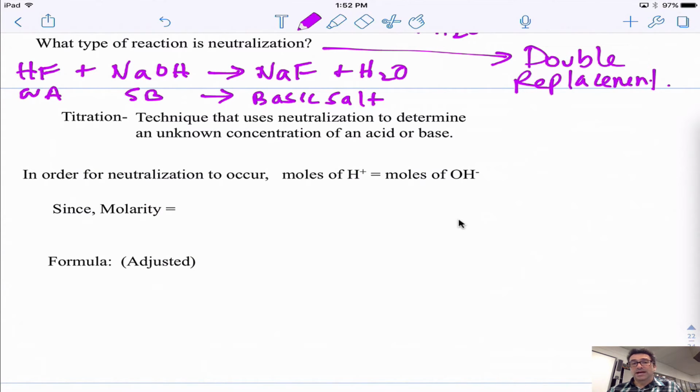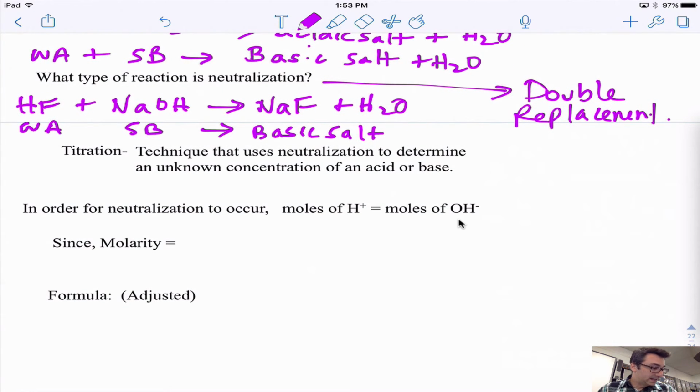So you'll be given some kind of information about how much acid and base there is, but you'll have to figure out the concentration of either the acid or the base. When we do the lab tomorrow, you'll see that we're actually going to find the concentration of the base. We won't know what the concentration of the base is, and we'll have to determine that based on the concentration of the acid.